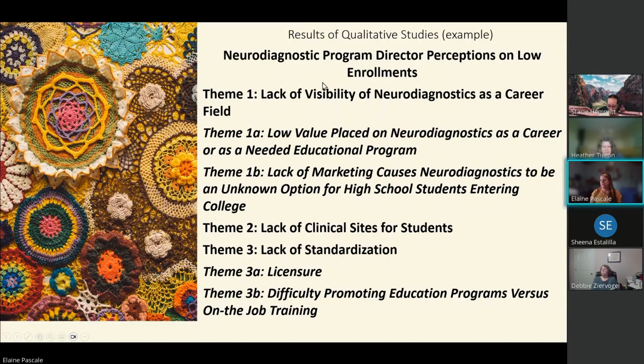So the second theme they had, theme 2, is a lack of clinical sites for students. They found when they interviewed these program directors that many of them said there's a lack of clinical sites for students. Many of them said in theme 3 that there's a lack of standardization. And again, sub-themes of theme 3, that lack of standardization related to standardization of licensure and promotion of the education program versus on-the-job training. And there's probably a few more themes here. There's no rule of how many themes. That's really based on your data that you've collected.